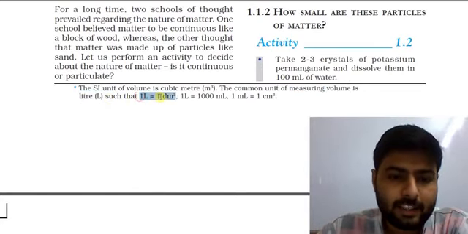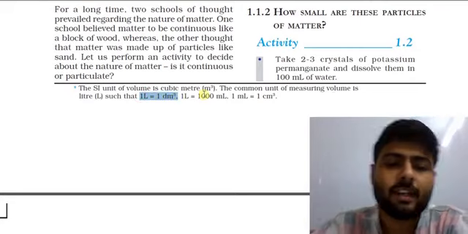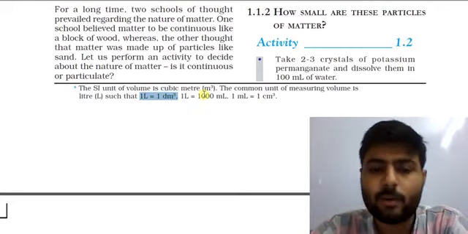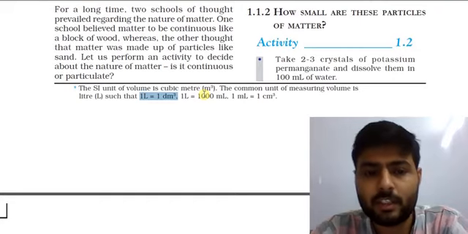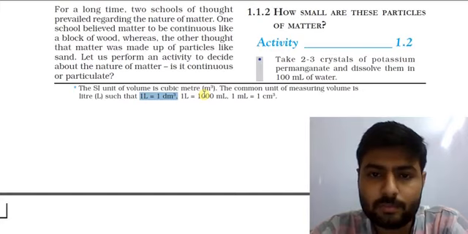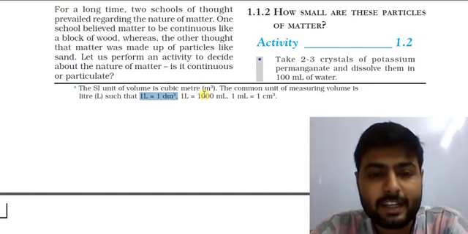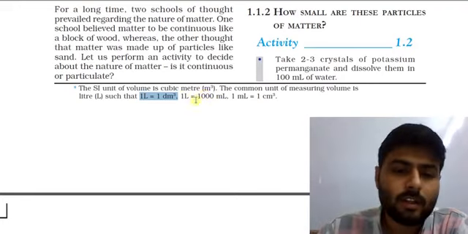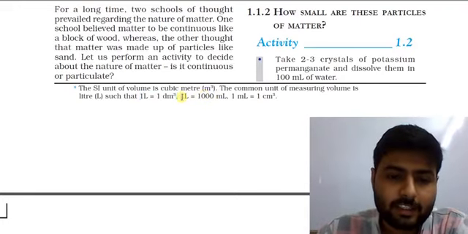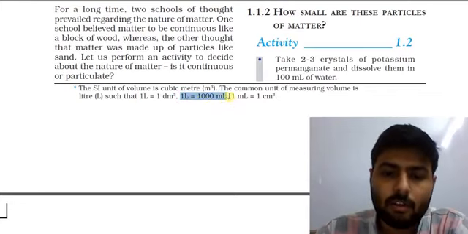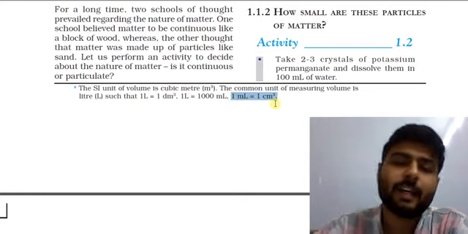1 liter is equal to 1 decimeter cube. We have to remember all this conversion from liter to meter cube. 1 liter is equal to 1 decimeter cube. 1 liter is equal to 1000 ml. 1 ml is equal to 1 centimeter cube.